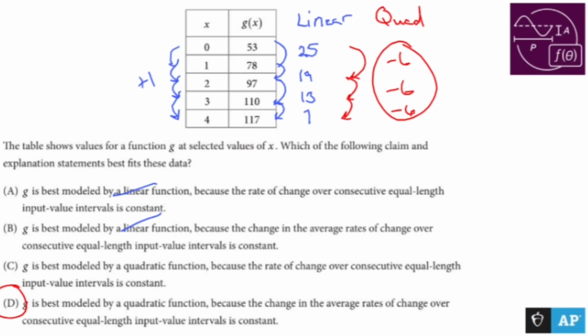What I have here in blue is the rate of change, period. And C is saying that the rate of change is constant. That is not true. D is saying that the change in the average rate of change, which means this is my average rate of change, this change is what's changing. Oh my gosh, so much change, I should be going to an arcade. The answer is D.